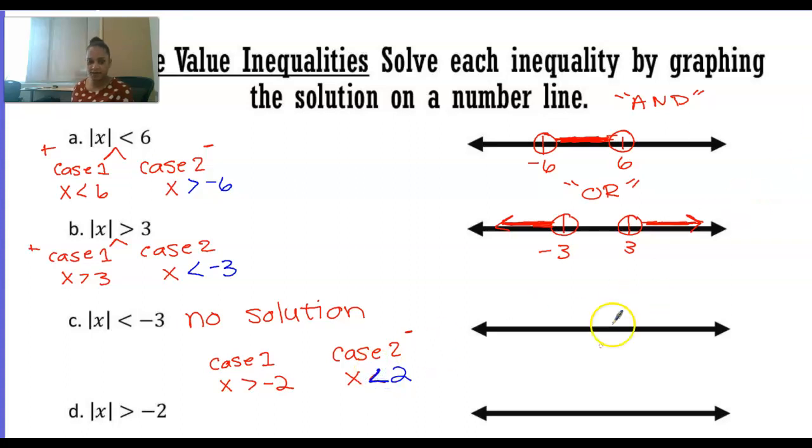So let's see how we would graph it. I have negative 2, and I have positive 2. For negative 2, it would be an open circle, and it says greater than, so to the right. For case 2, it says less than, so open circle and to the left, so again in the middle. This is, again, "and." It's kind of hard to really tell what they would be until we graph them.